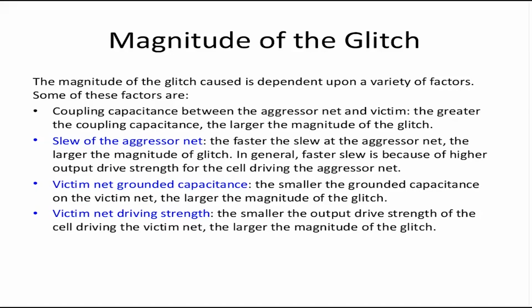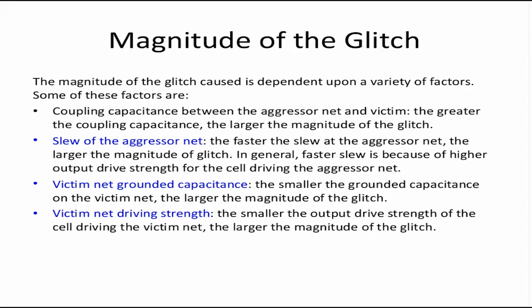Then the victim net drive strength. Again, we are talking about the ratio of the aggressor drive strength to the victim net drive strength. Usually, noise problems occur for cases where the victim net is a weak driver like X1 or X2, and the aggressor is a strong driver like X8 or X15.